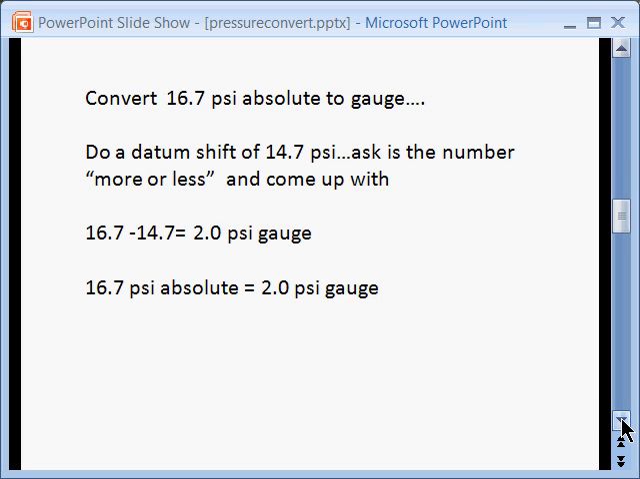So here's an example. If you're going to convert from 16.7 psi absolute to gauge, you realize, okay, this is a datum shift. And then you have to realize that the number for gauge is always going to be less because the datum is higher. It's up higher, 14.7 pounds per square inch. So you do a datum shift here, you go from 16.7 psi minus 14.7, and you get 2 psi gauge.